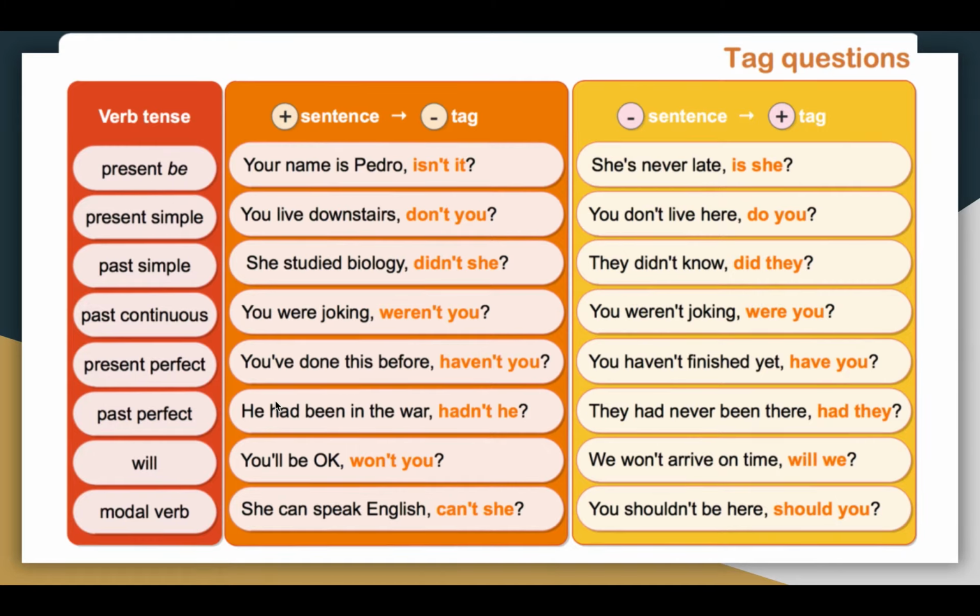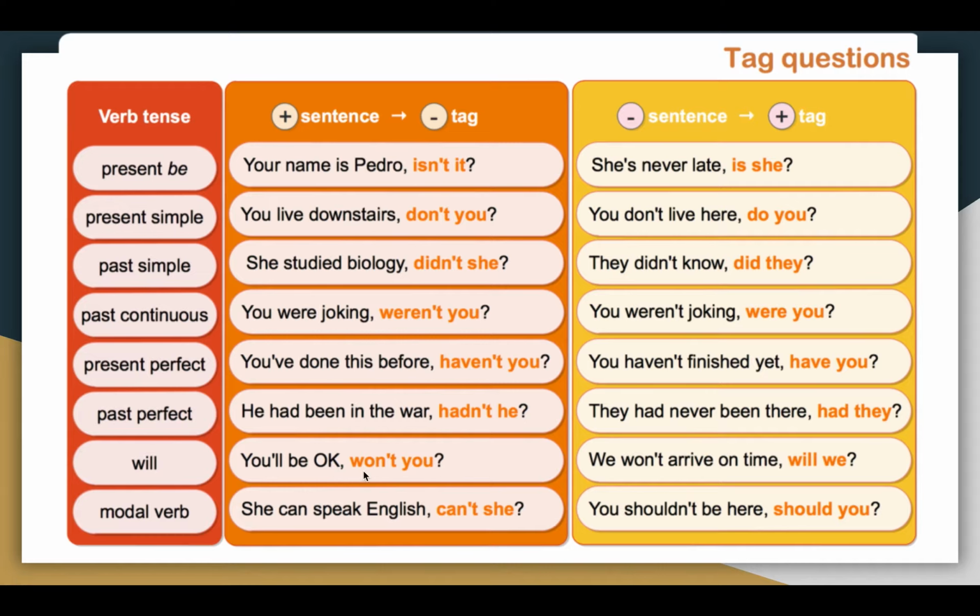Next, past perfect. He had been in the war, hadn't he? Notice you don't use "had not been he", you just say "hadn't he?" He had been in the war, hadn't he? You don't say "hadn't been he."